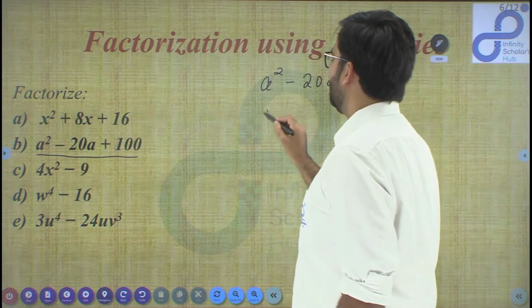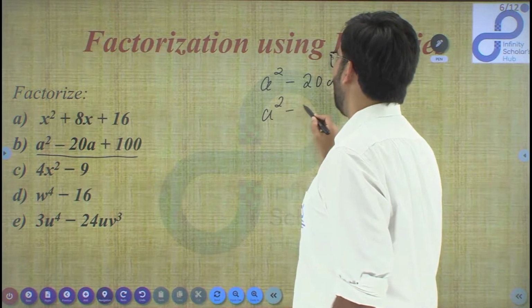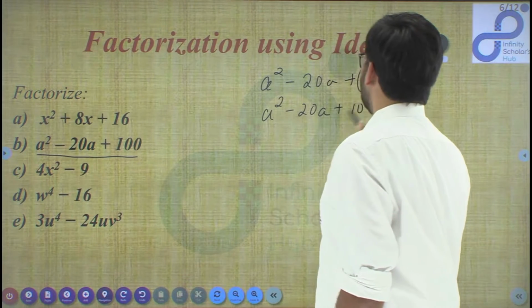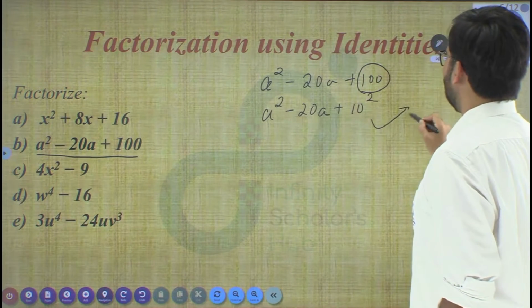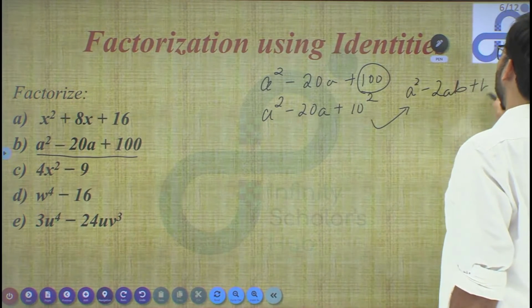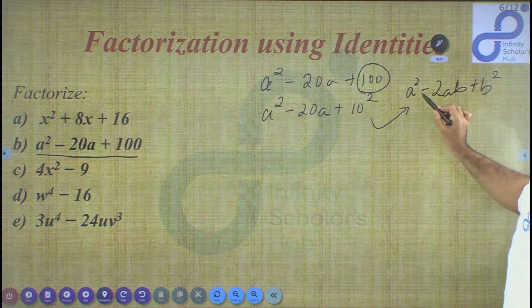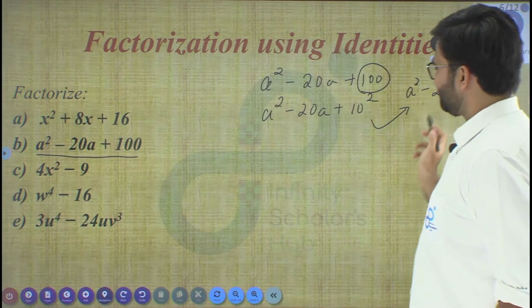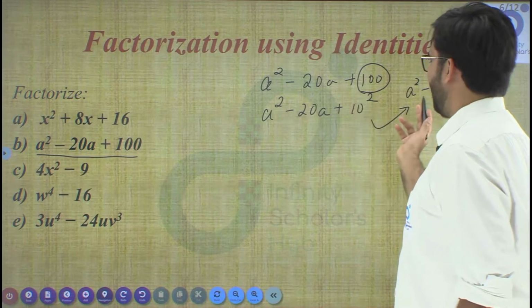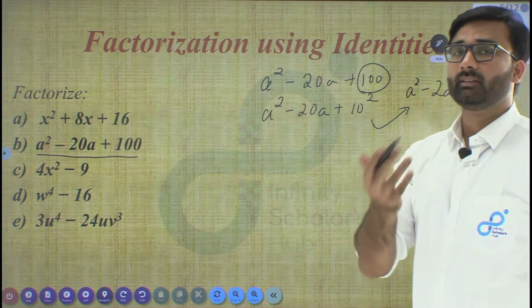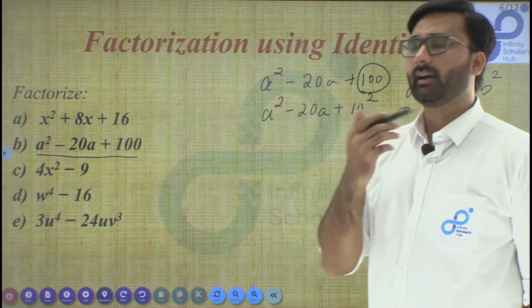So what can I do? I can write this as a squared minus 20a plus 10 squared. So when you compare this identity with a squared minus 2ab plus b squared, you can see that your a is a and your b is 10. Okay, so your a is a and your b is 10.